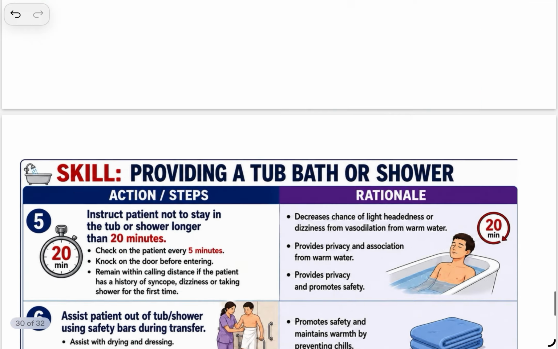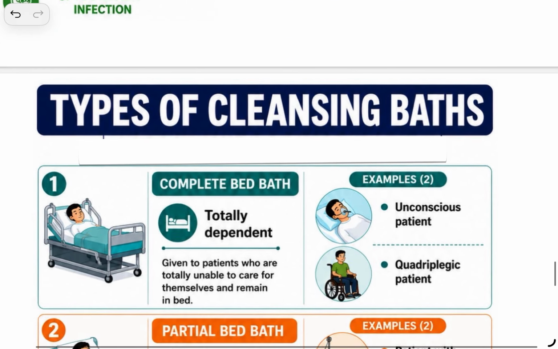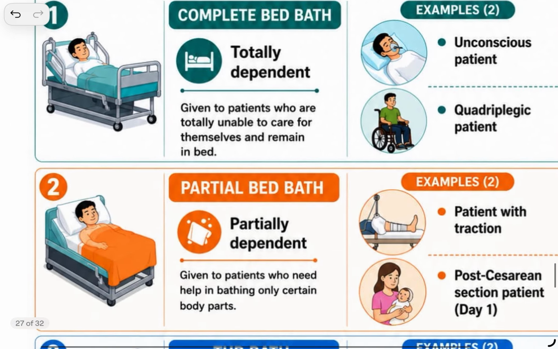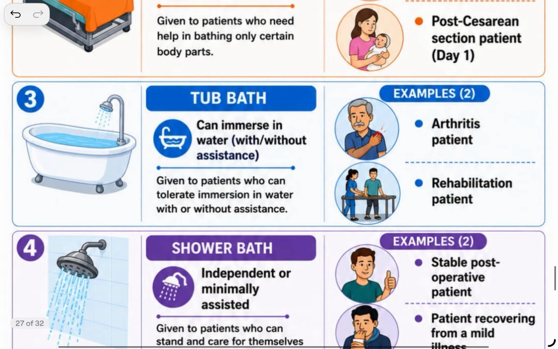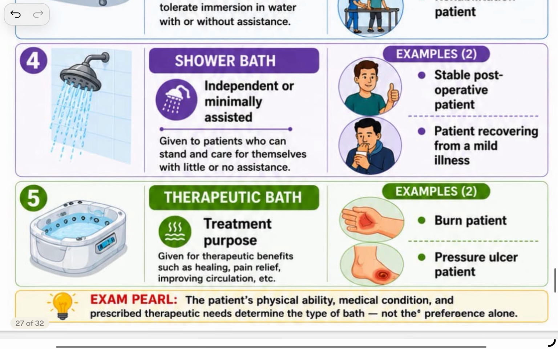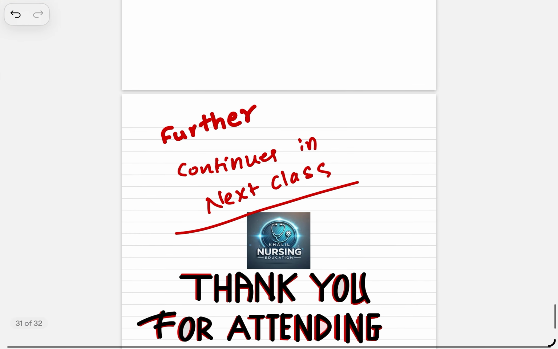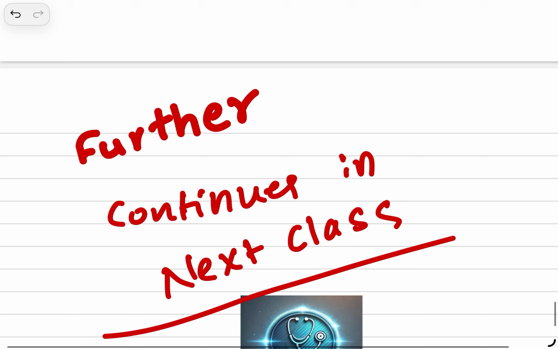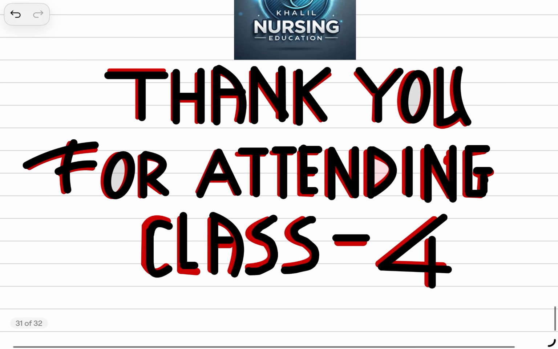So kindly tell me, what are the types of bath we have seen? Complete bath, partial bath, tub bath, shower bath, and the last one is therapeutic bath. Okay. So this is about today's class. Further class will continue in the next class. So this is the 4th class we have completed. Thank you for listening to the class.